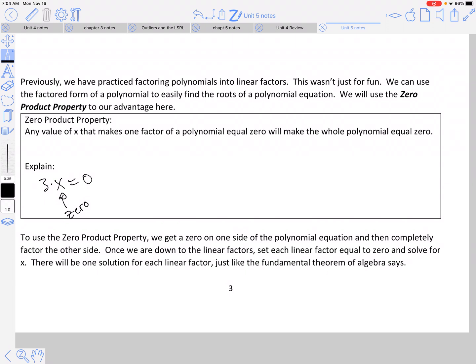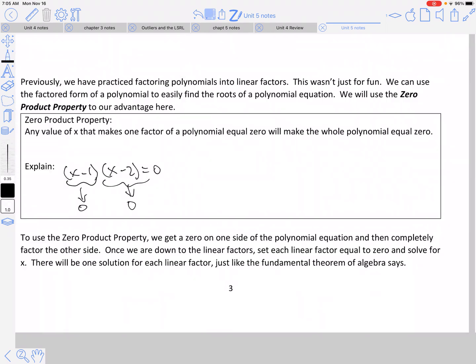All right, so any value of x that makes one factor of a polynomial equal 0 makes the whole polynomial equal 0. Okay, so looking at polynomials, this is kind of what you did last year. If you have x minus 1 times x minus 2 equals 0, yep, this whole thing could be 0, this whole thing could be 0, right? To create 0, one or both of them have to be 0. Okay, let's read through that. Just a quick reminder there.